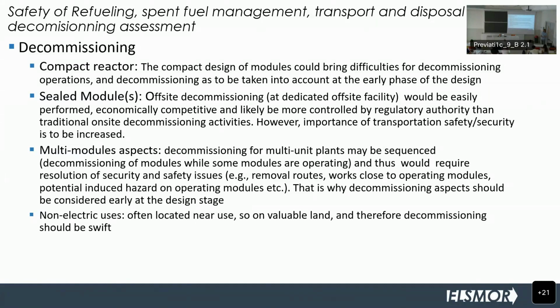The land area is going to be valuable. So when you start to decommission, you want to do it quickly because you don't want to waste money on land that just sits there. These are aspects that need to be taken into account when designing the reactor, how you're going to decommission it. So it's decommissioning by design. The IAEA already has an ongoing program on that.